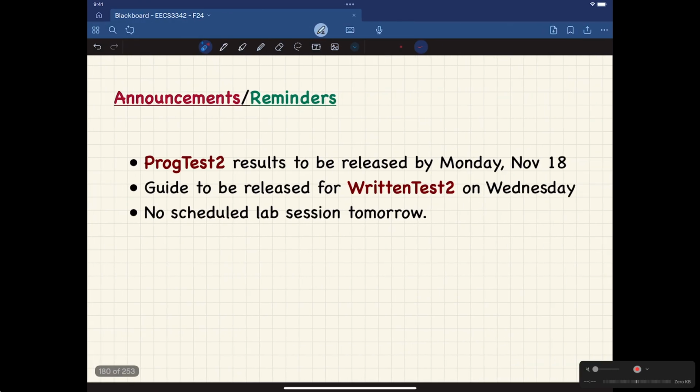All right, so your programming test number 2, we are busy grading it. We should be able to get a result and feedback back to you by next Monday. You can expect a result by early Monday, I think. Okay, you can look forward to my e-class announcement.